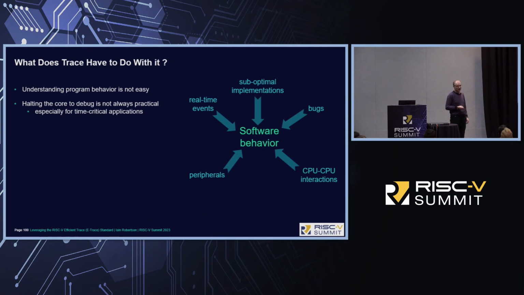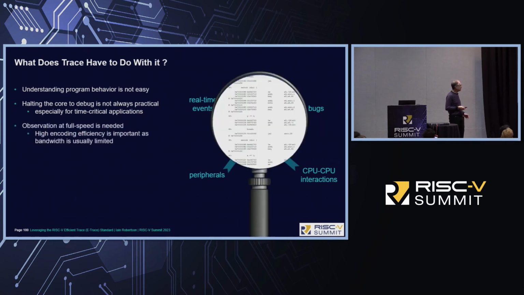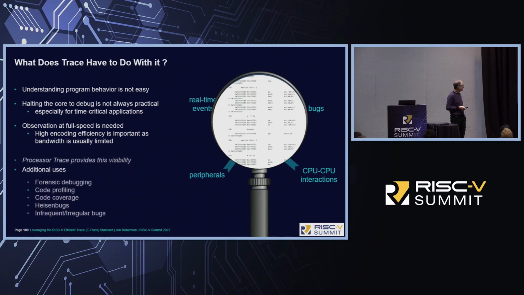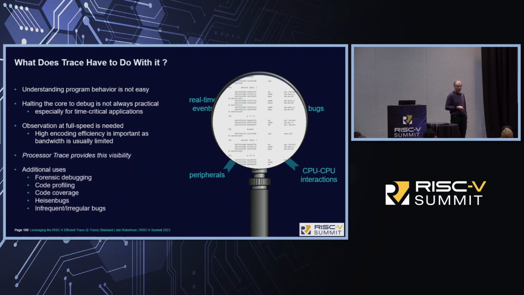So having access to observation at full speed is really important, but that could potentially result in a lot of data that you need to extract from the chip, and so being able to do that in a very efficient way is important. Invariably, the amount of bandwidth you've got available for getting data out is less than you'd like. So what you need for that is a trace solution, and processor trace provides that, and allows you to do a whole load of different debugging and profiling and so on.